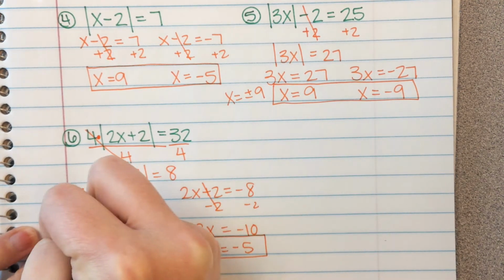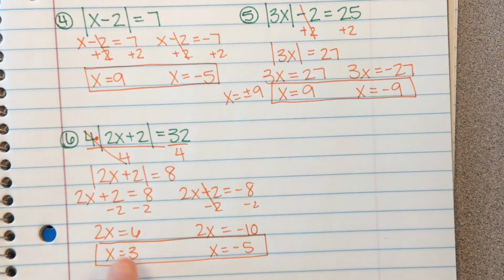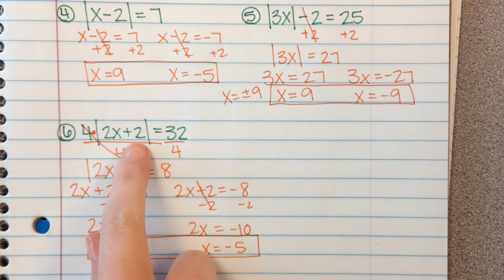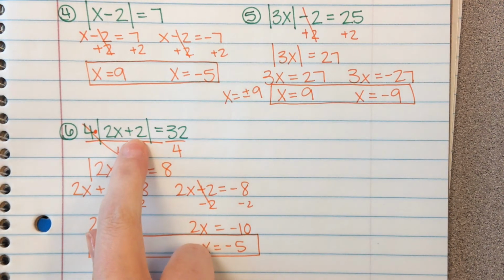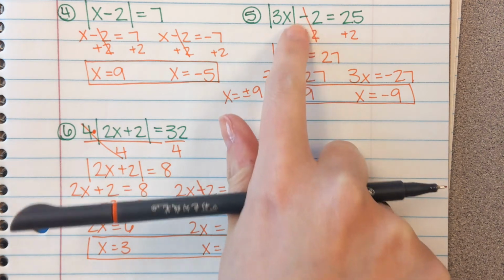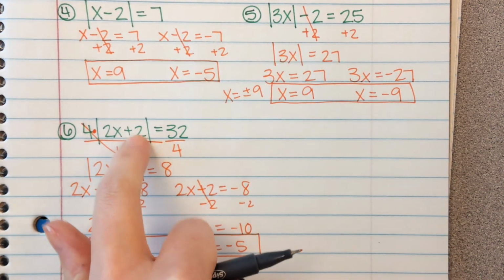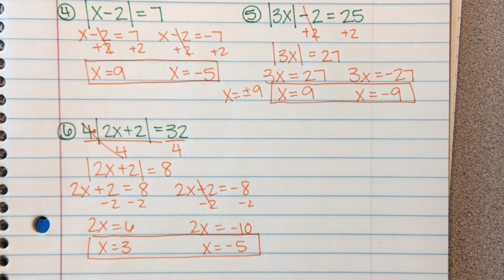And again, remember, we have two completely different numbers here because you have addition or subtraction inside the bars. Up here, the subtraction was outside. Here, we have addition inside.